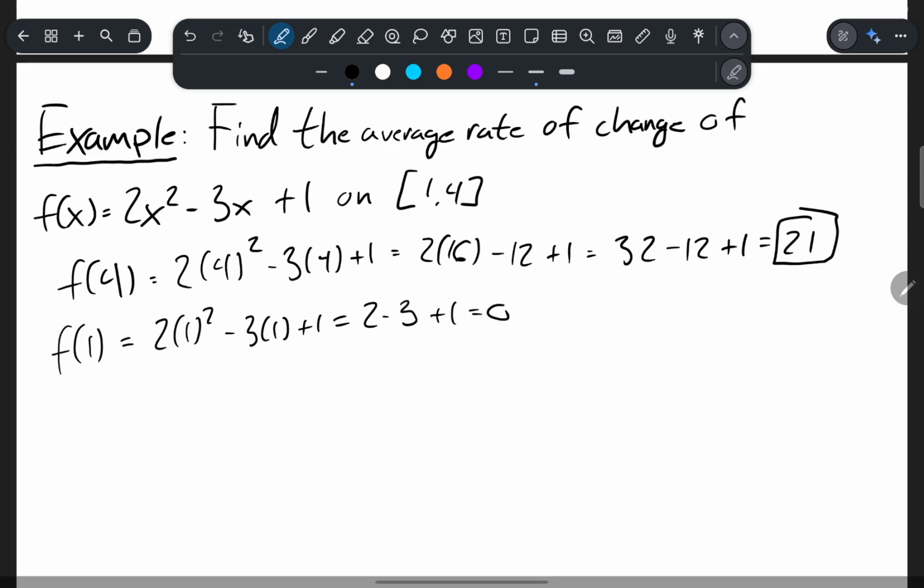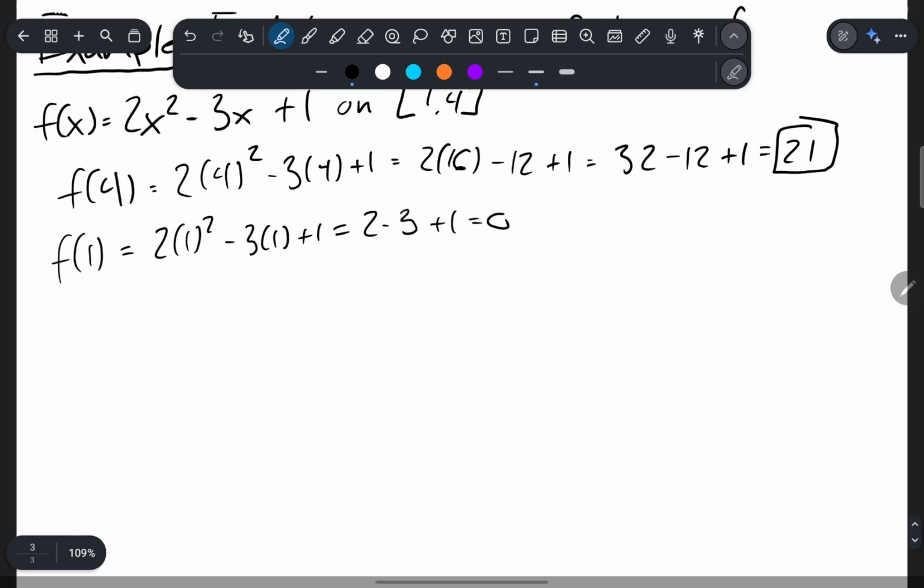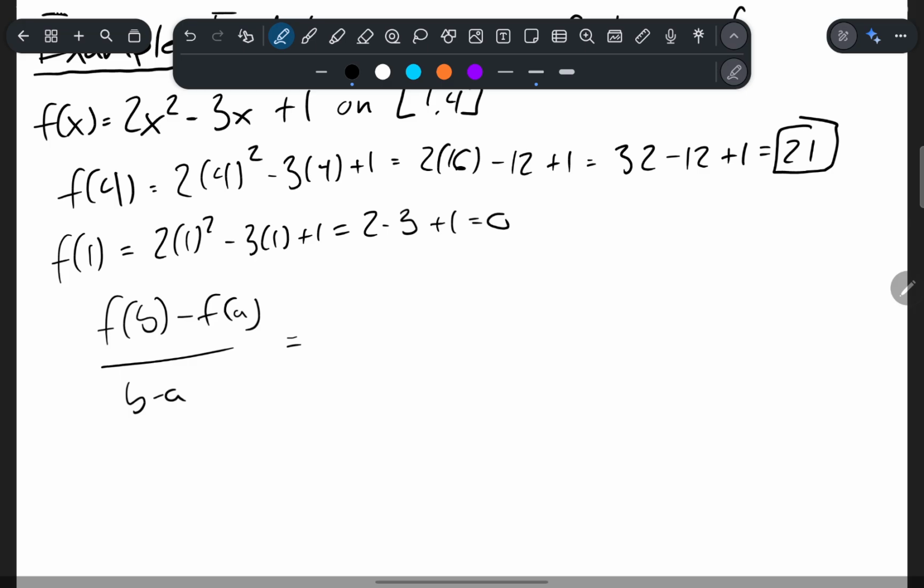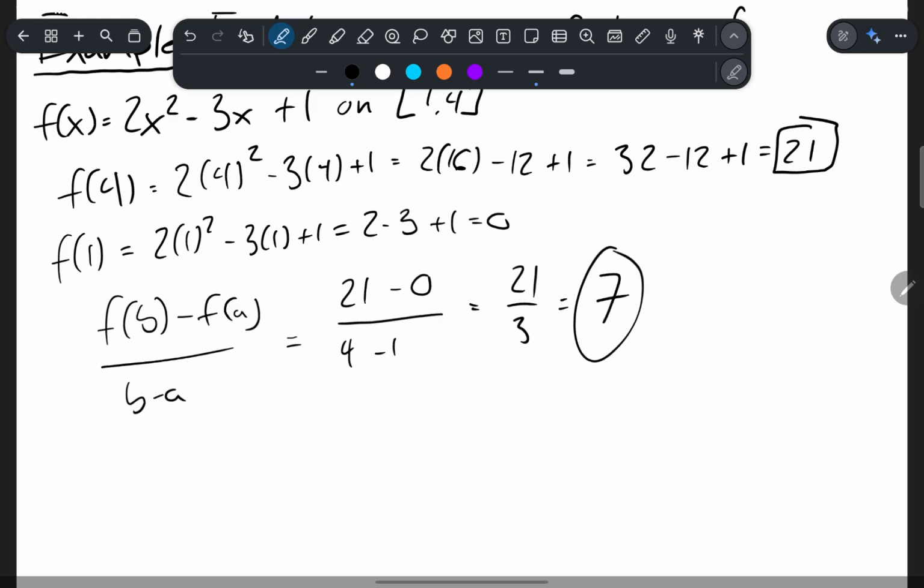equals 0. And then we want to use our f of b minus f of a over b minus a, right? So this would equal 21 minus 0 over 4 minus 1. And then that would equal 21 over 3, which would equal 7. And that is our final answer.